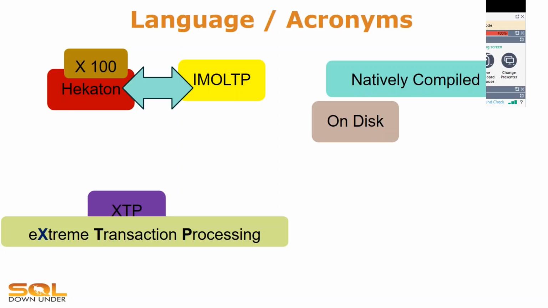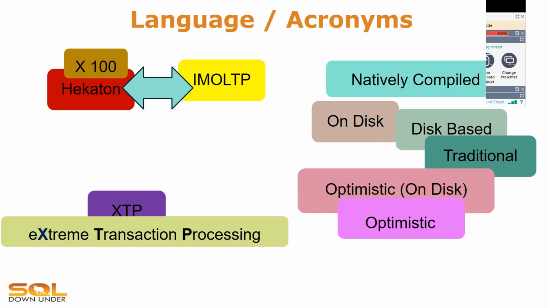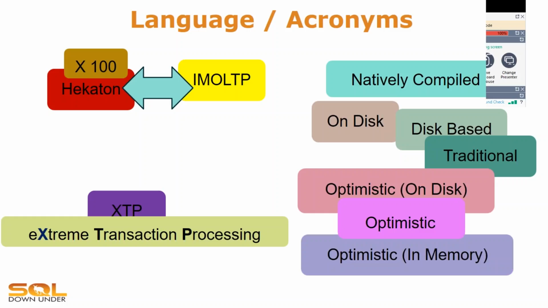Natively compiled, we now have natively compiled objects rather than our traditional T-SQL objects, or as well as. Disk-based tables, as well as on-disk tables. You'll hear people talk about traditional tables, which are effectively on-disk tables. Optimistic concurrency rather than pessimistic concurrency. We're optimistic that we won't get any locking and latching. We obviously have the optimistic on-disk with the row store, versioning and all that sort of thing. And we've got optimistic in memory.